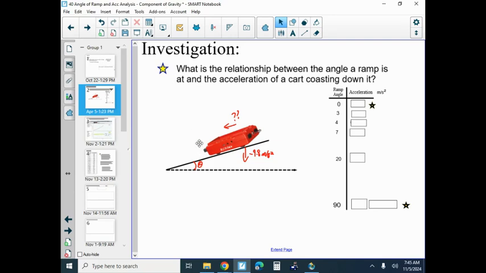In this investigation, we're changing the angle though, right? If we have the angle at zero, like flat ground, of course you might guess it would be zero acceleration. If the angle of the ramp were completely vertical, then it would just be falling straight down, so it'd be your 9.8, right? So we're really looking at all those angles in between, to see what the relationship is.